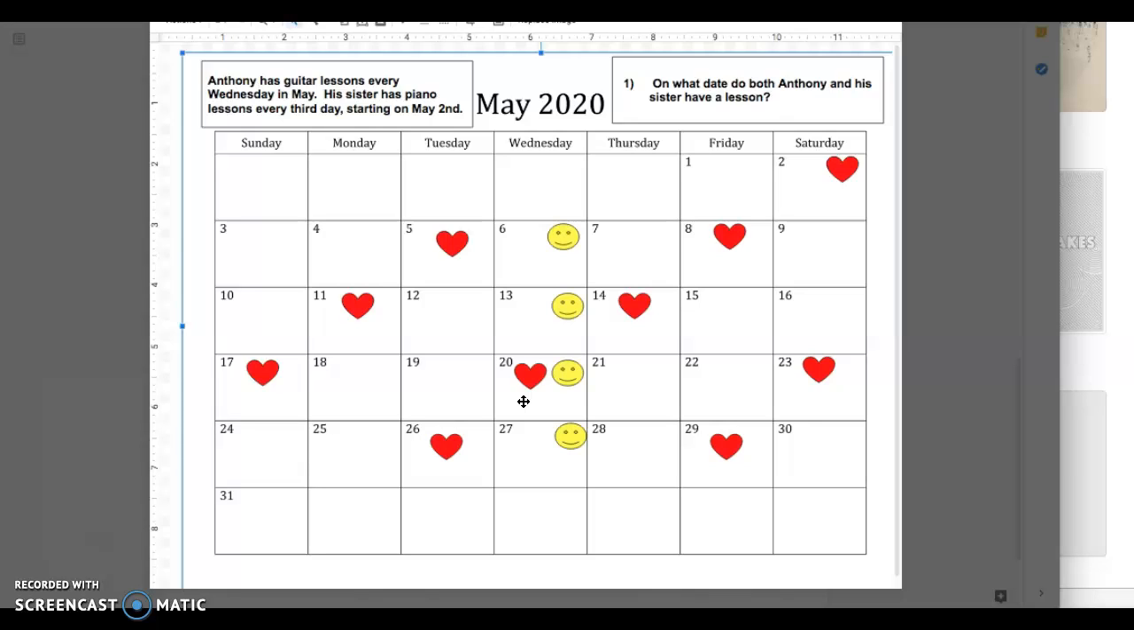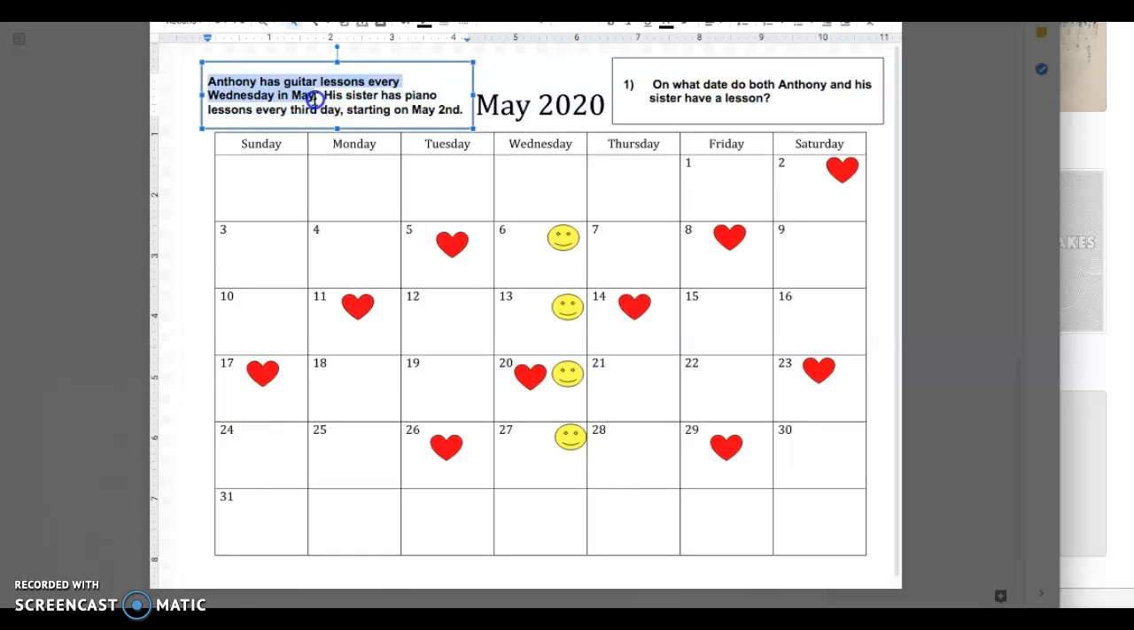So this was just a quick way to show you guys that we can use the pattern rule to help us solve questions. Here I have 2 separate pattern rules that I used. The first one being Anthony having lessons every Wednesday. And the second pattern rule that I used was that his sister's piano lessons were every third day starting on May 2nd. So I applied both of those pattern rules on my calendar in order to help me answer my question.